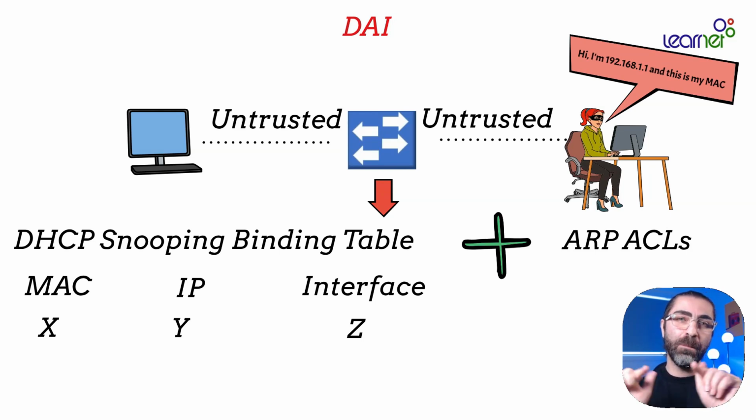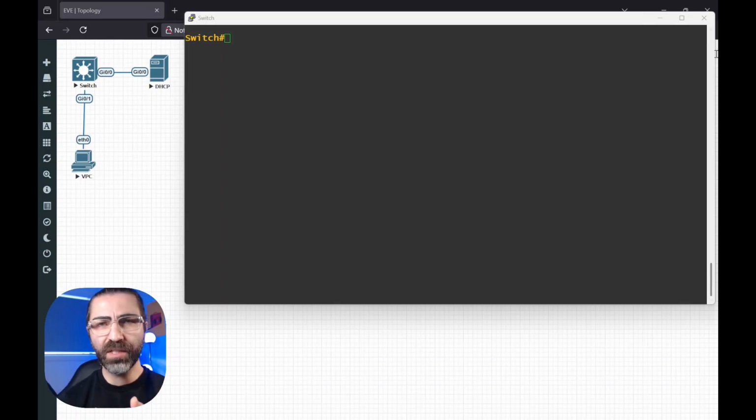So there's no match entry for that ARP reply, and so it will discard that ARP reply from your hacker. And so the hacker cannot spoof any destination MAC address like the gateway address we spoke about. Now let's see how we can configure dynamic ARP inspection on our Cisco switches.